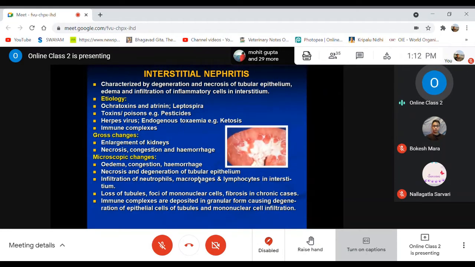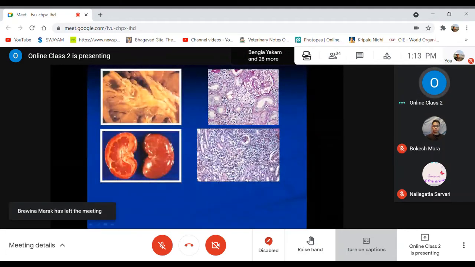And microscopically, if you see this affected kidney after making a section and after staining, you will find edema, congestion, and hemorrhagic lesions, and necrotic and degenerative changes of the tubular epithelium, with infiltration of many inflammatory cells like neutrophils, macrophages, and lymphocytes, particularly in the interstitium. That means in between the tubules, like this.